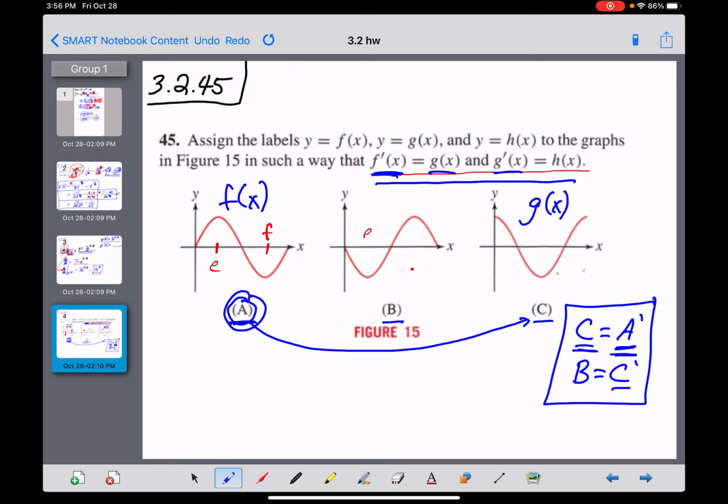And then, let's take a look then, the derivative of g would be the function we would call h. Well, we said that the derivative of C would be B, so this one here in the middle would be h of x. So kind of an interesting way of looking at it here, guys, but okay, that's the way I think this one has to shake out. The A graph is f of x, B is h of x, and C then would be g of x. See, I told you that problem was going to be fun. You're welcome, everybody.